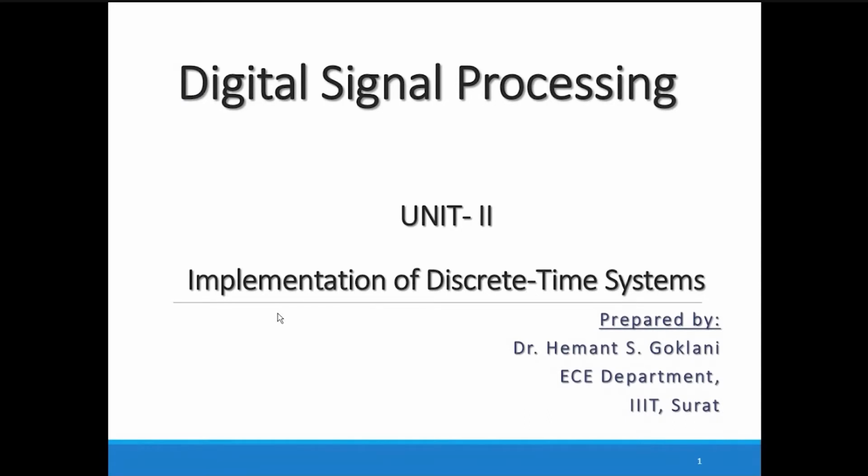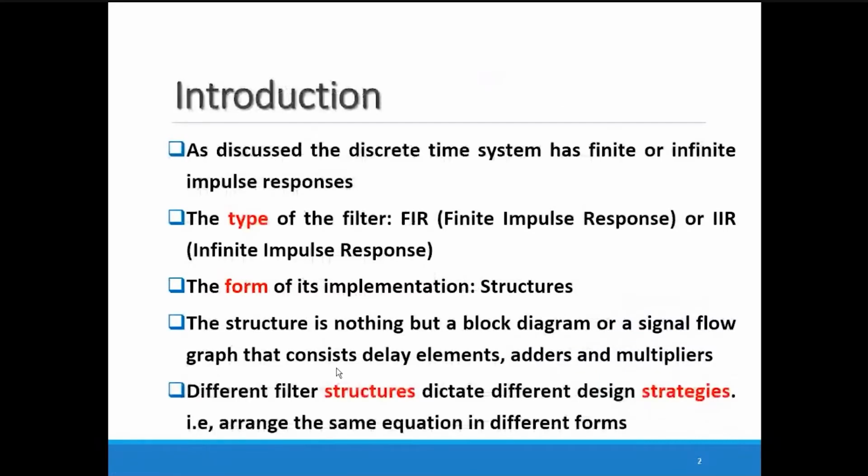Okay, so let us start with unit 2. Unit 2 is implementation of discrete time systems. As discussed, the discrete time system has finite or infinite impulse responses. So if we classify the discrete time system, it has two types. Either it has the finite impulse response, or it has the infinite impulse response. In short, it is known as an FIR system or IIR system, or FIR filter or IIR filter. So this is known as a type of the discrete system.